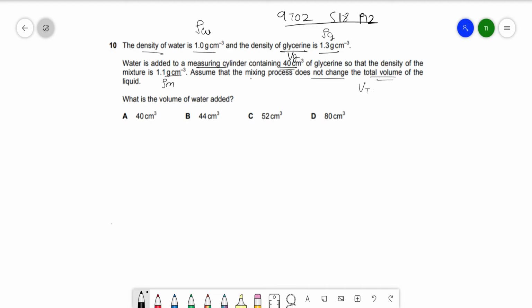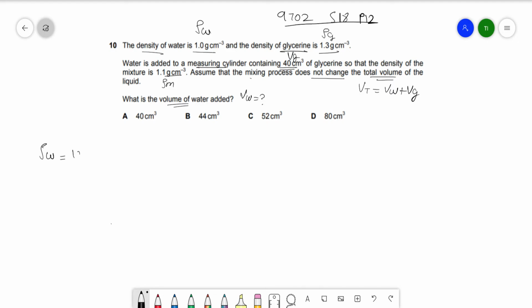So assume that the total volume, which is the sum of the volume of water and the volume of glycerine, does not change after mixing, which is not the case sometimes, but we're made to assume that it doesn't. So what is the volume of water that will be added? So we're supposed to find out the volume of water, right? So to make this easier, because all the data is spread out everywhere, let's note down all the data that we've been given.